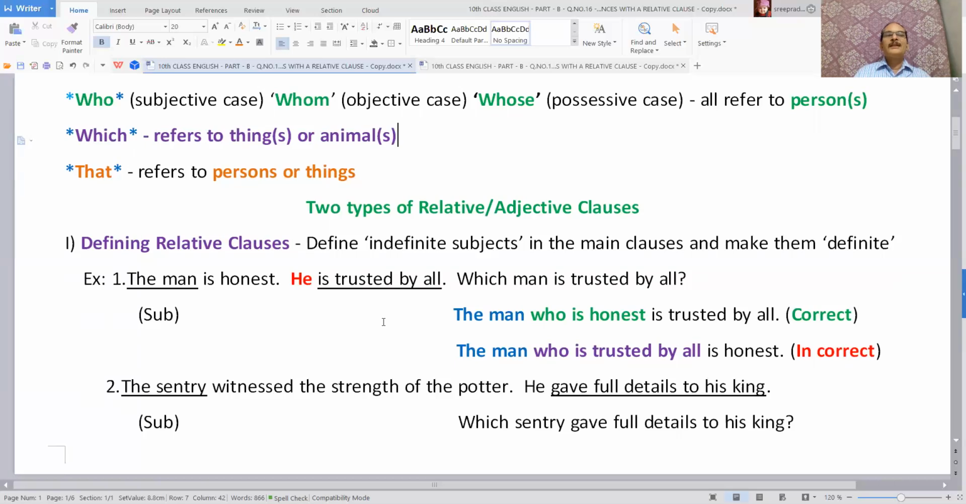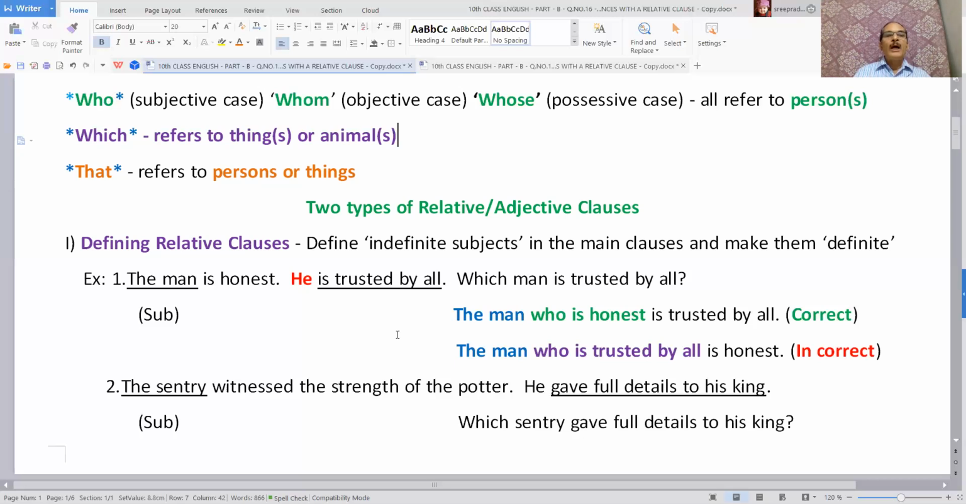If I say like this, you will immediately ask me, which man is trusted by all? Because the man means you don't know which man I am speaking about. Then I have to add something. I have to define who that person is. For that, I use a relative clause of the first type, that means a defining relative clause.